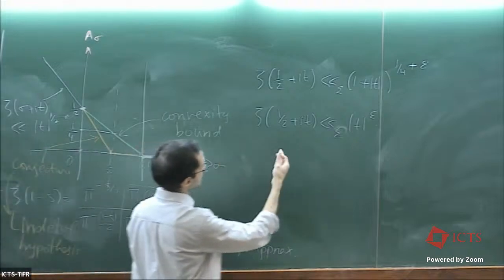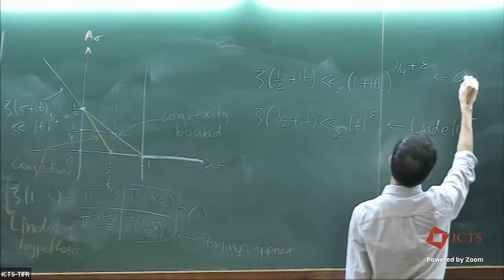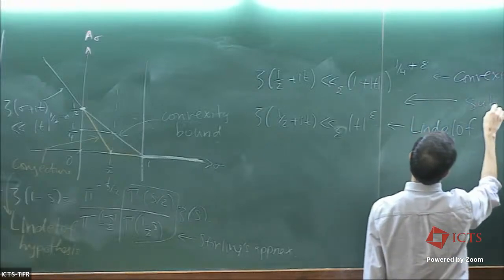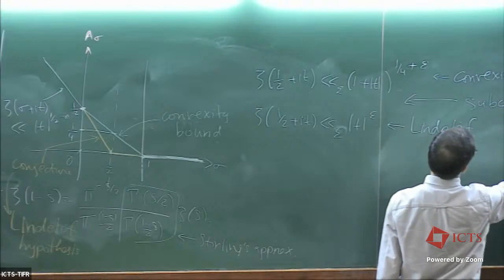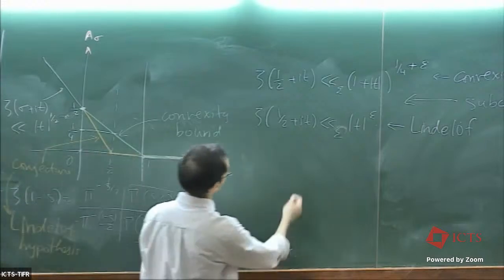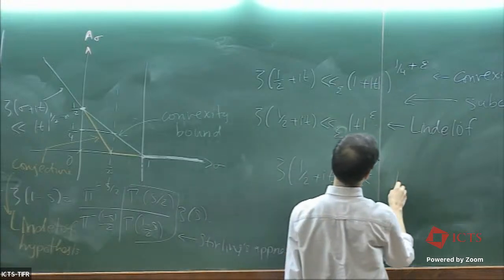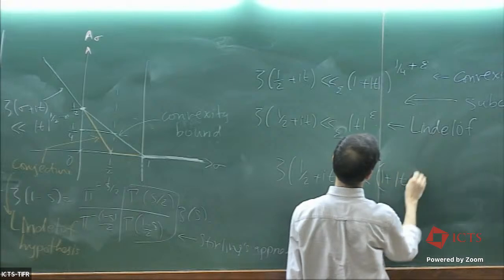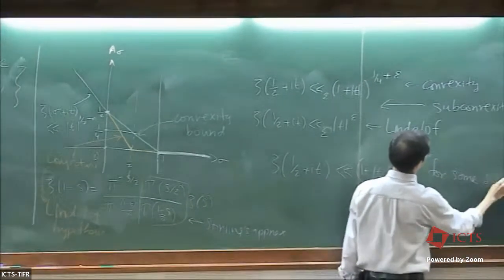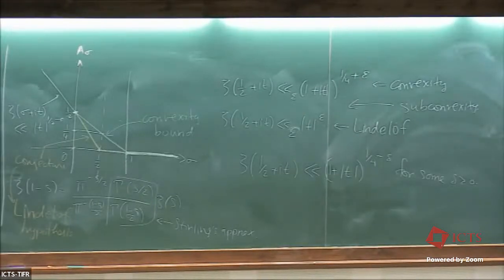And subconvexity bound is, so this is Lindelöf. This is convexity. And any bound in between is called subconvexity. So something smaller than convexity is the subconvexity bound. So for the Riemann zeta function, for example, you have the bound, something like t to the, okay, I've been writing 1 plus, so 1/4 minus delta for some delta positive is what we would call a subconvexity bound.